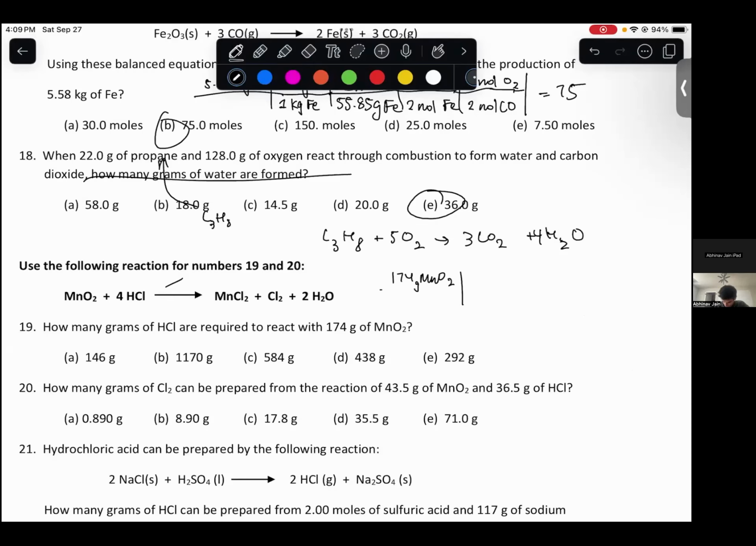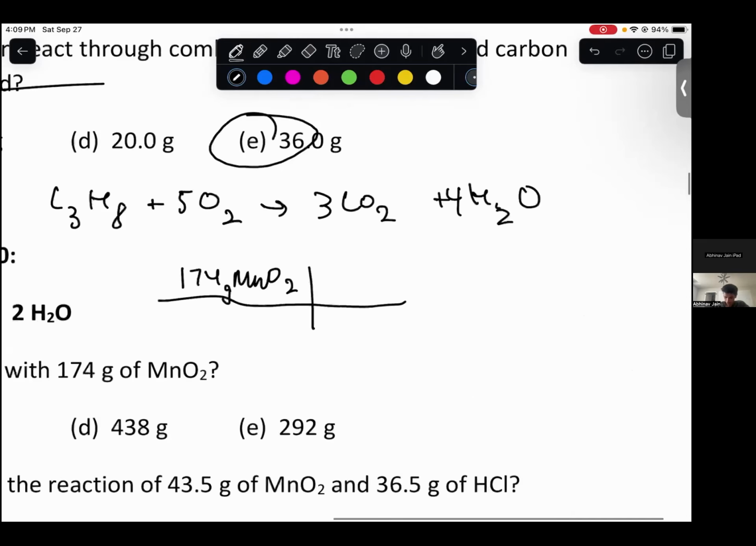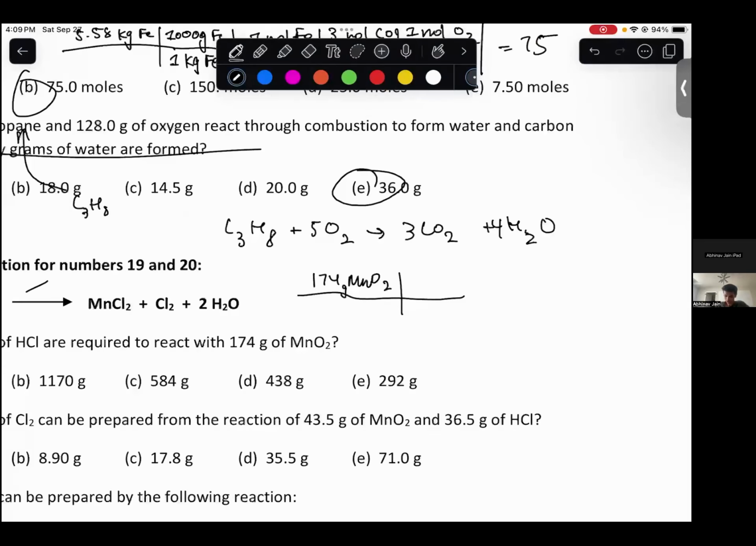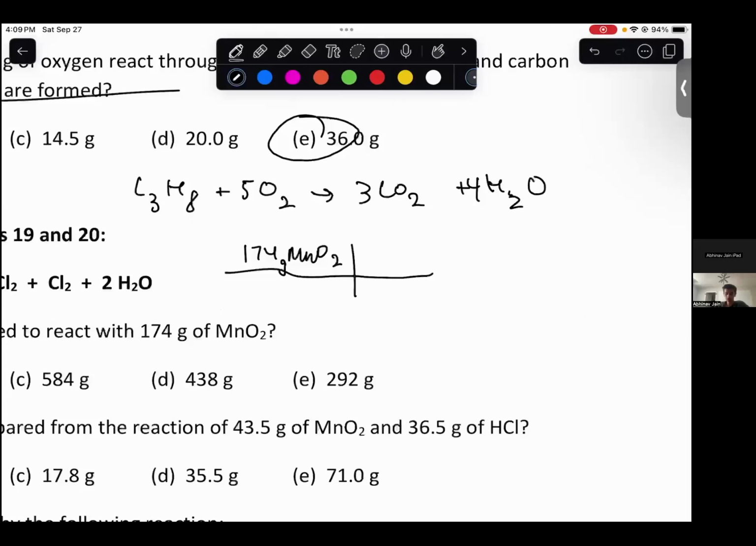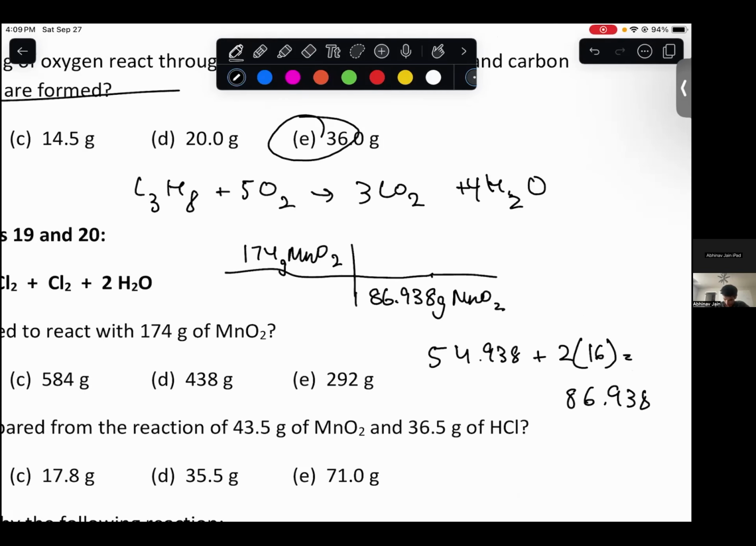Well, let's first calculate the molar mass of MnO2. So that's going to be the molar mass of manganese plus two oxygens. The molar mass of manganese is 54.938, plus the two oxygens, so 2 times 16. That's going to be 86.938. We know that for every 86.938 grams of MnO2, we have 1 mole of MnO2.